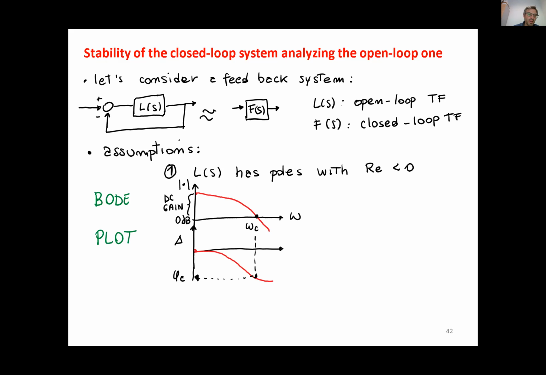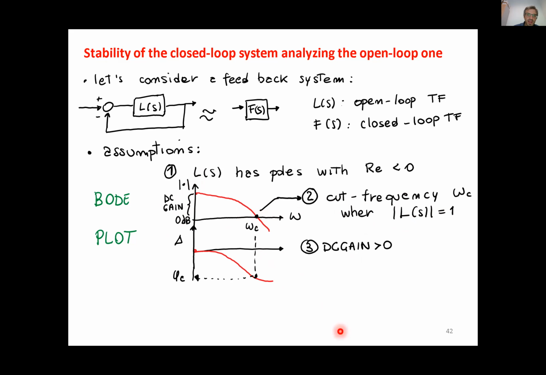only in one point, so it's not doing strange things like this. And we know that it's cutting one point, and we call this point the cutoff frequency, where the transfer function L(s) crosses the 0 dB axis. And 0 dB, you know, 10 to the power of 0, it's 1, a unitary amplitude. So where the modulus of our frequency response has unitary value. This is the definition of a cutoff frequency. And correspondingly, we also want a DC gain, so the zero frequency gain, positive.